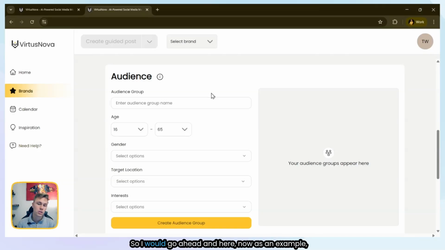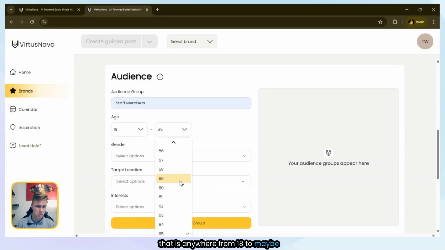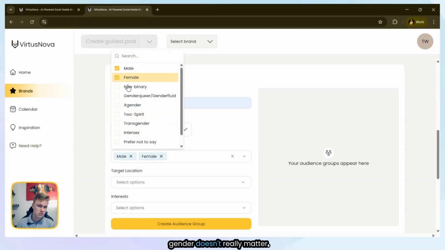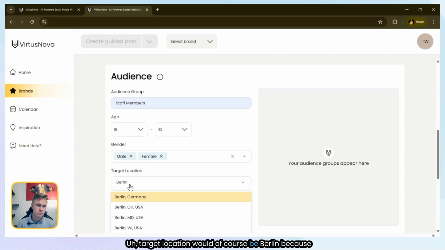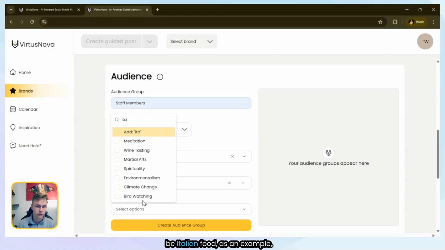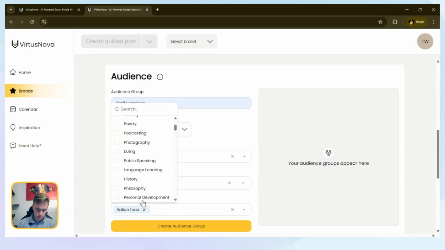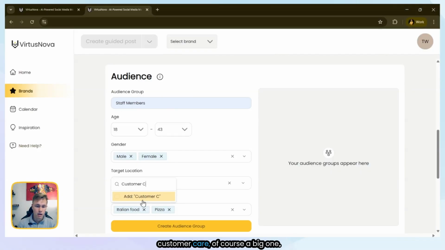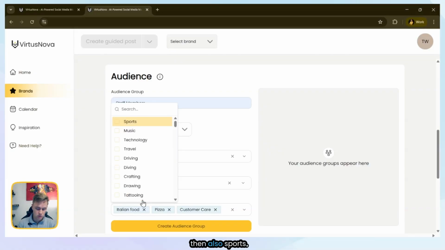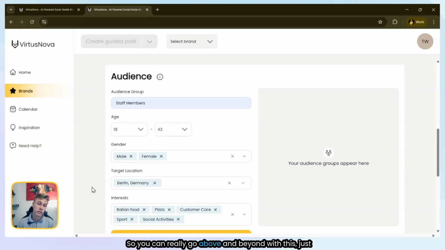So I would go ahead and here, now as an example, just create a staff member audience that is anywhere from 18 to maybe around 30 or something like that. Gender doesn't really matter. Target location would, of course, be Berlin because they would need to commute to my business. And interests would generally be Italian food, as an example. So Italian food, pizza, customer care, of course, a big one. Then also sports, social activities, etc. So you can really go above and beyond with this.